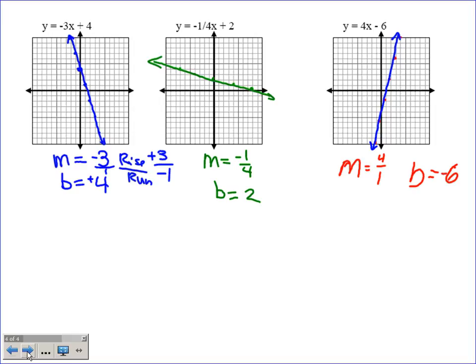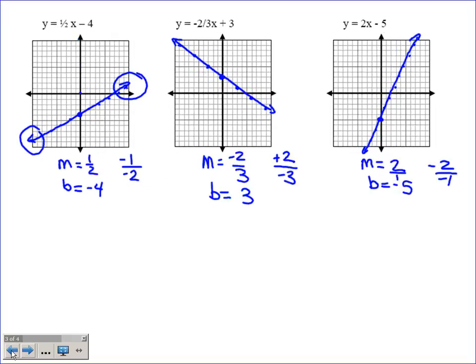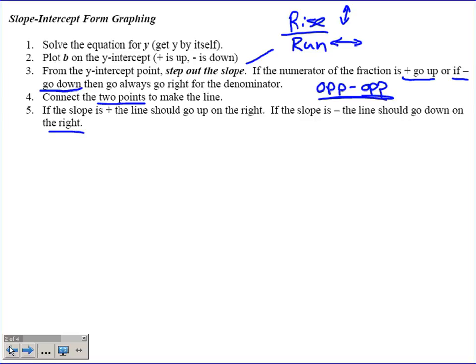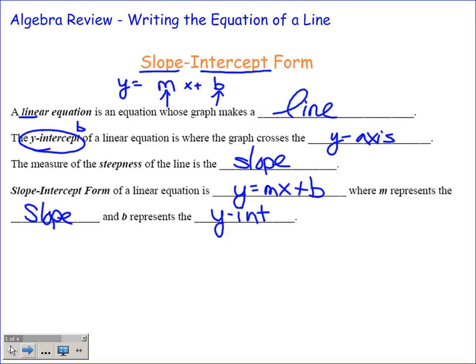Okay, so that's what we're working on today. Is this tough? No. Okay. So always use the b part first. Sometimes you'll have to solve for y to get that first, which we've done several times, one and two step equations. Plot the b, which is the y-intercept. Use the slope to make movements to the right and then also to the left. Connect the points and just know that if it's positive slope, it's going up from left to right. If it's negative slope, it's going down from left to right.